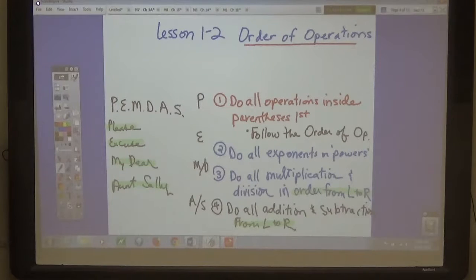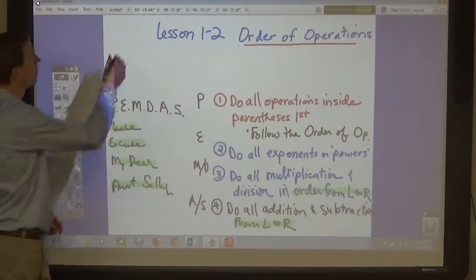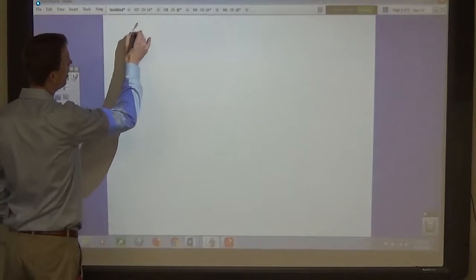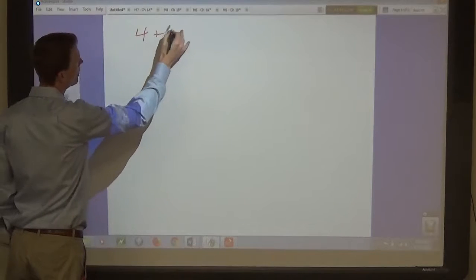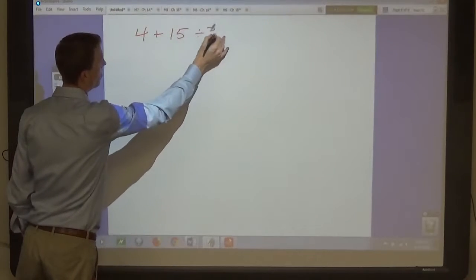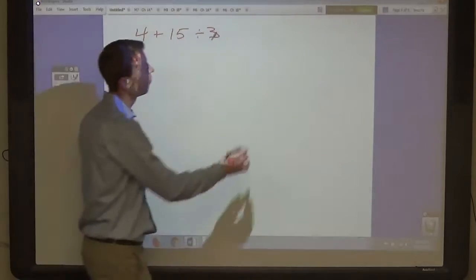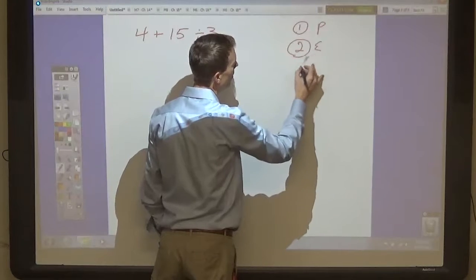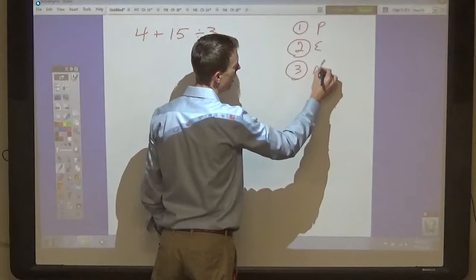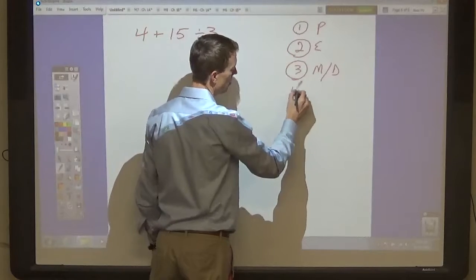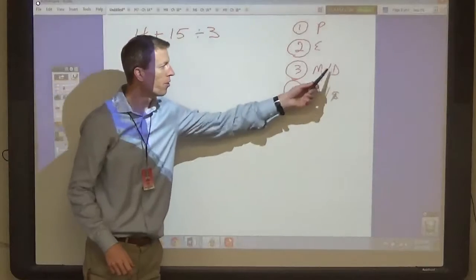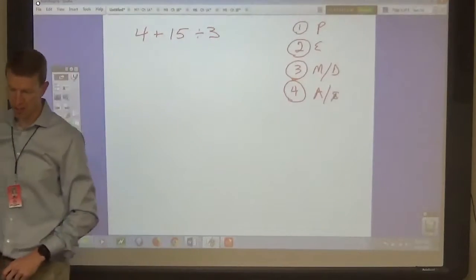So, from your book, the first example, 4 plus 15 divided by 3. Oh, this is the same thing 6th graders are working on right now. 4 plus 15 divided by 3. So if we make a list of our steps, E, M slash D, A slash S. That means you do both division and multiplication in those steps.